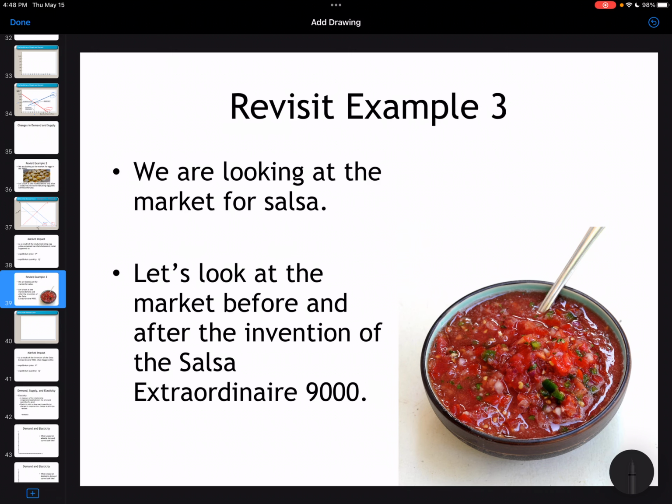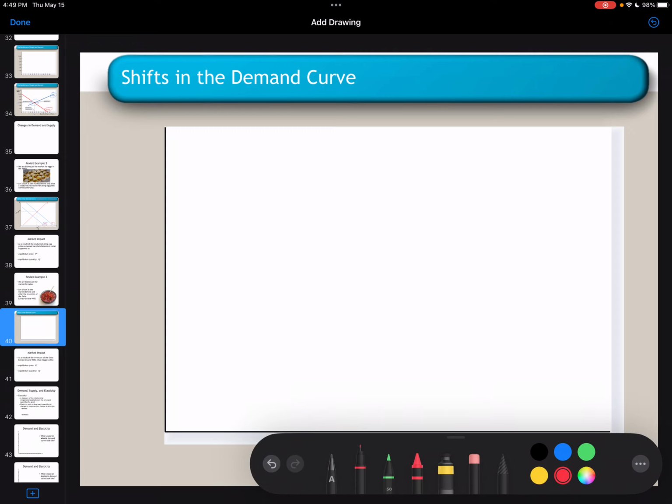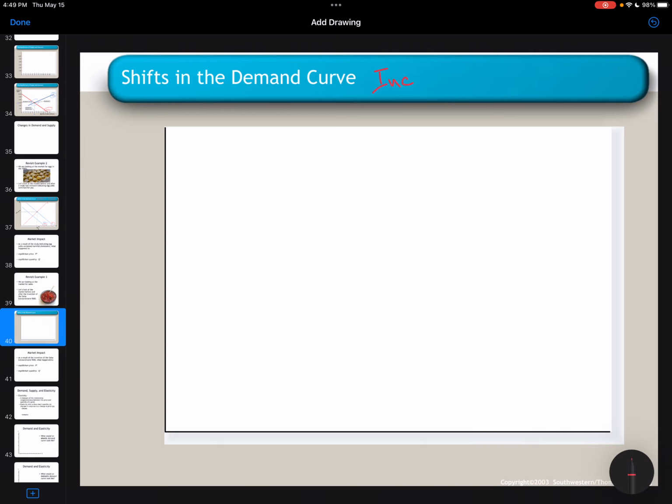So remember, this is the one where the new salsa machine is invented, and if it's my salsa company, I promptly lay off most of the employees and use the new technology and make more salsa, right? So we know from doing this example before, this is going to be an increase in supply. And again, we know it's from some new technology, right? It's an advancement in technology. So again, let's go ahead and do the before, the after, and then figure out the change.